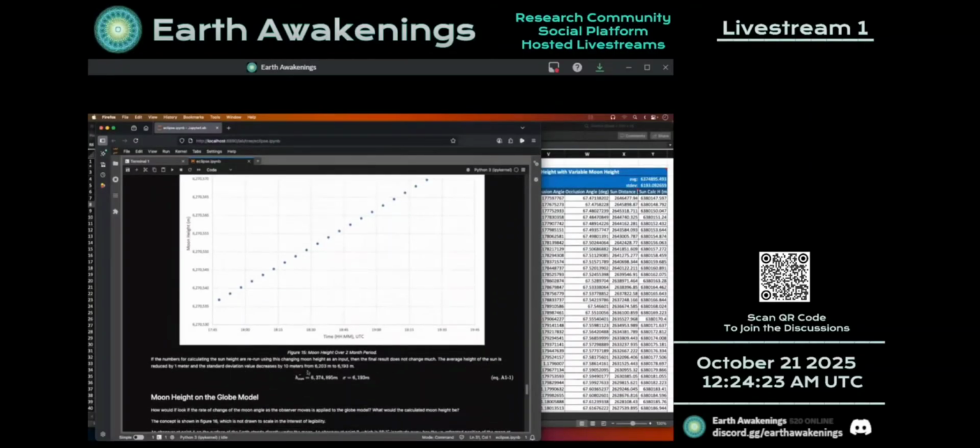And when I plug the numbers in with the varying moon height, the average number for the sun height only decreases by 1 meter, and the standard deviation decreases by 10 meters, so it's not that significant of a change. It's wild.